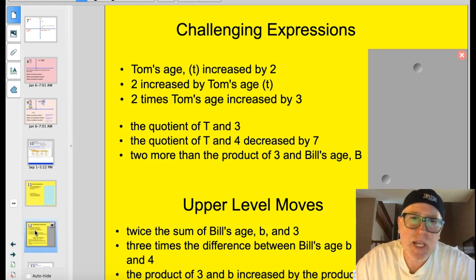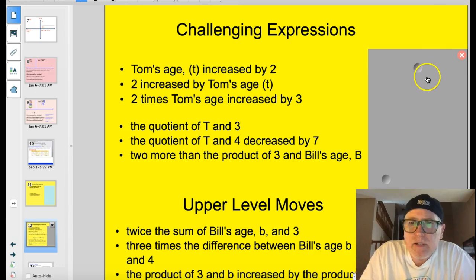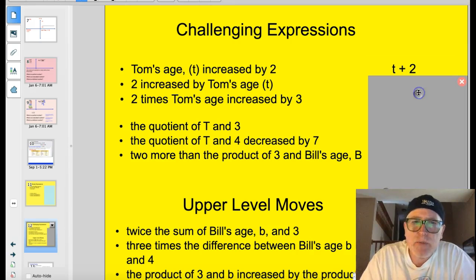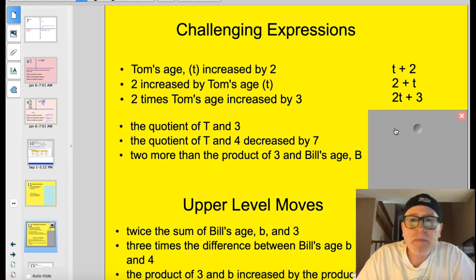So now you've got Tom's age, T, increased by 2. These are all so complicated. Tom's age, T, increased by 2. Okay, now we've got 2 increased by Tom's age. See the difference semantically? Yeah, different expressions. Most times the variable will come first. All right, 2 times Tom's age increased by 3. That one's pretty straight up.